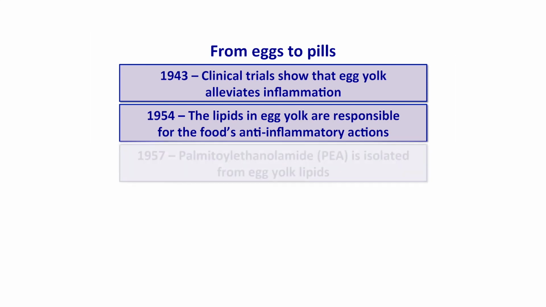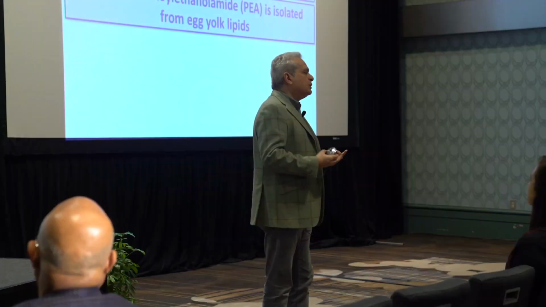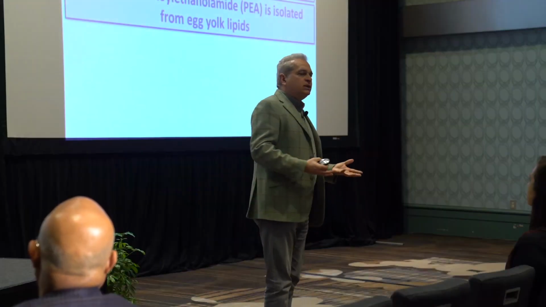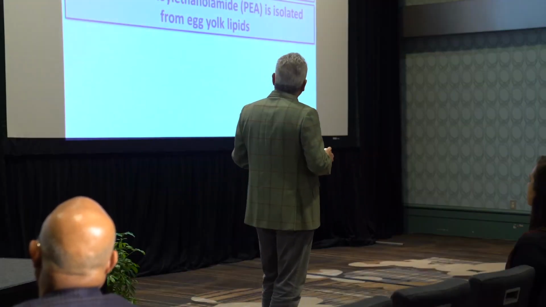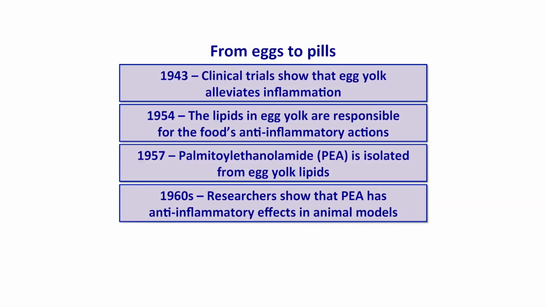And a few years later, in 1957, PEA, which at the time was a novel lipid, nobody had ever seen this structure in nature, PEA was isolated from egg yolk and it was shown to possess at least some of the anti-inflammatory effects that people had ascribed to egg yolk. So not much happened after that. A few papers in the 1960s, researchers continued to confirm the anti-inflammatory effect of PEA.